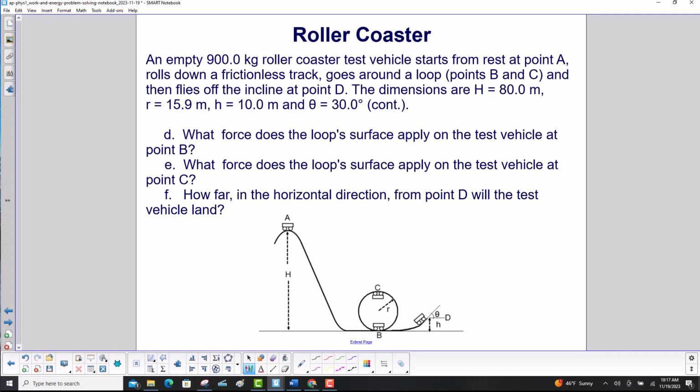Continuing the question, D. What force does the loop's surface apply on the test vehicle at point B? Part E. What force does the loop's surface apply on the test vehicle at point C? And F. How far in the horizontal direction from point D will the test vehicle land?